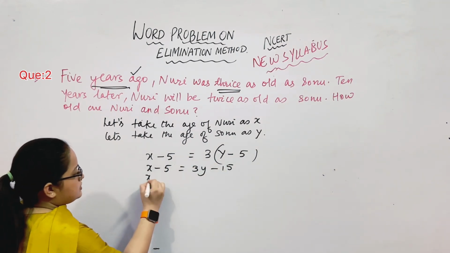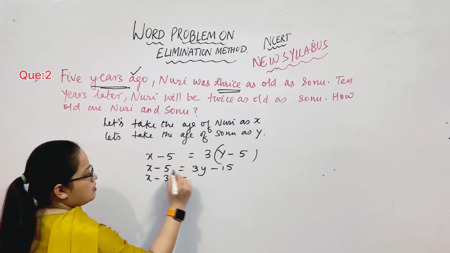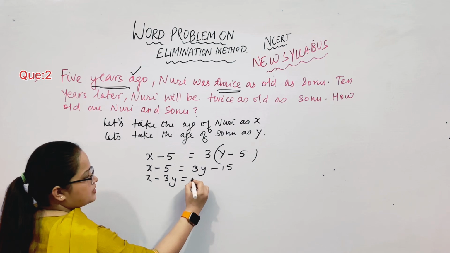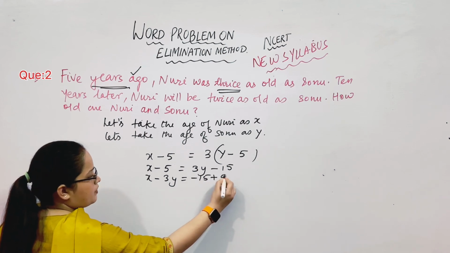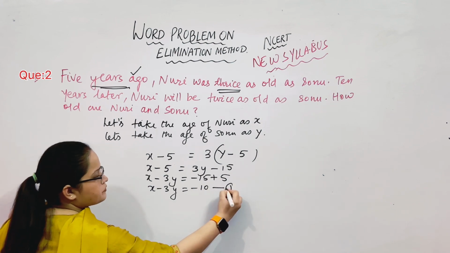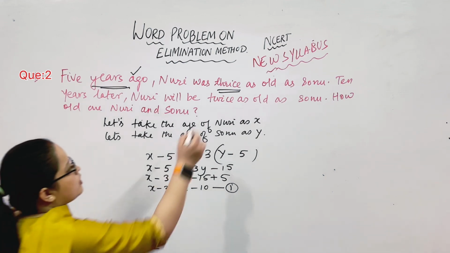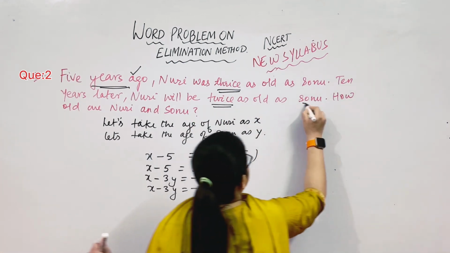What I'll do, I'll just take 3y to this side and 5 to another side. So minus 5 will become positive 5. So minus 15 plus 5. x minus 3y is equal to minus 10 as my first equation. Hope this is clear to you. Let's take another question. Noori will be twice as old as Sonu.